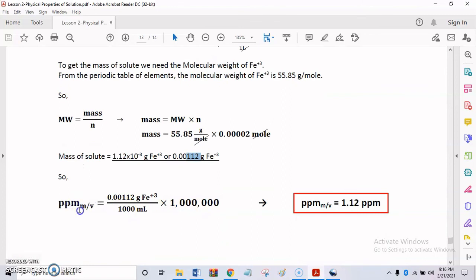So the ppm in mass per volume is yung mass of solute, which is 0.00112 gram all over the volume of solution times million. Okay, that's the million here, parts per million. So times million, we can get 1.12 ppm.